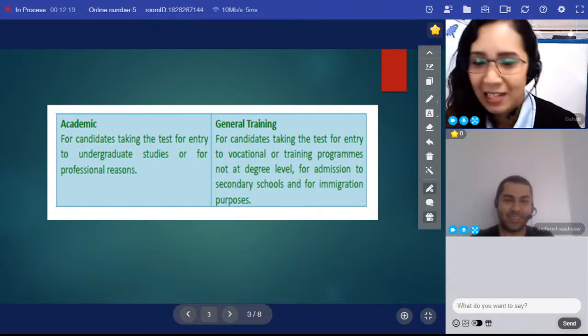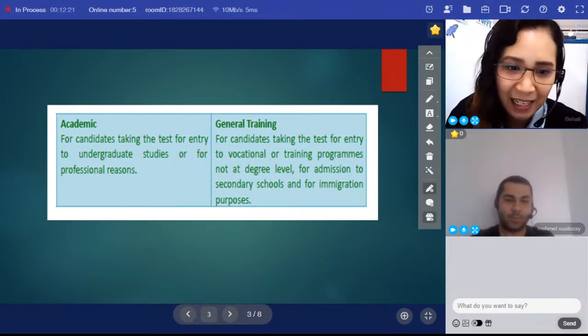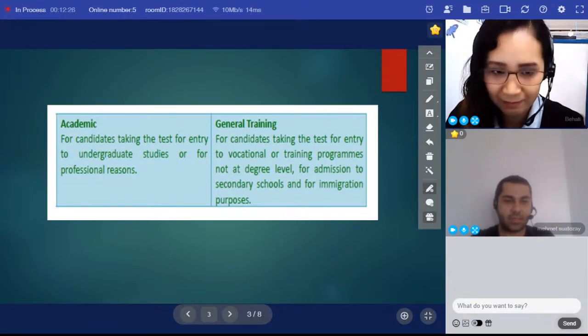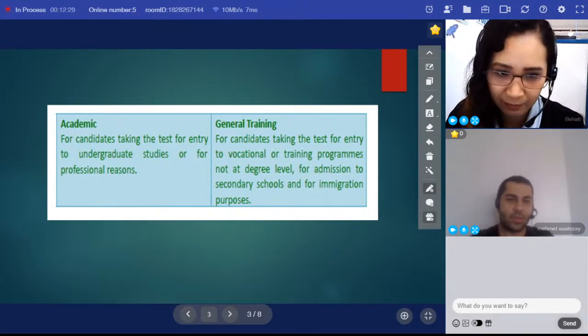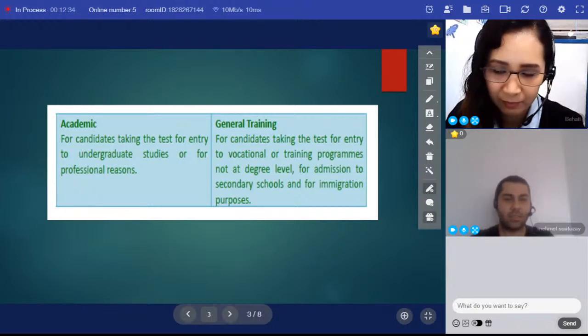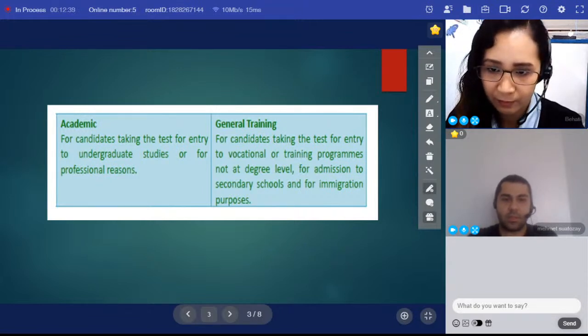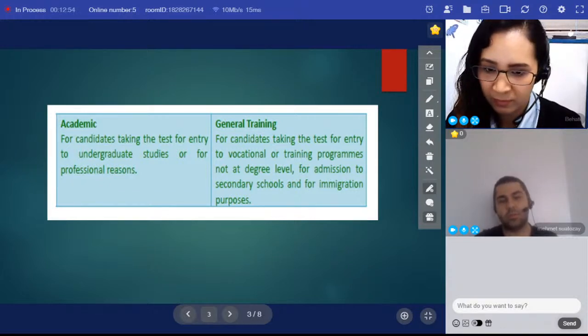Okay, this is what you asked me. Please read academic. For candidates taking the test for entry to undergraduate studies or for professional reasons. And for the general training, for candidates taking the test for entry to vocational or training programs not at degree level, for admission to secondary schools, and for immigration purposes.